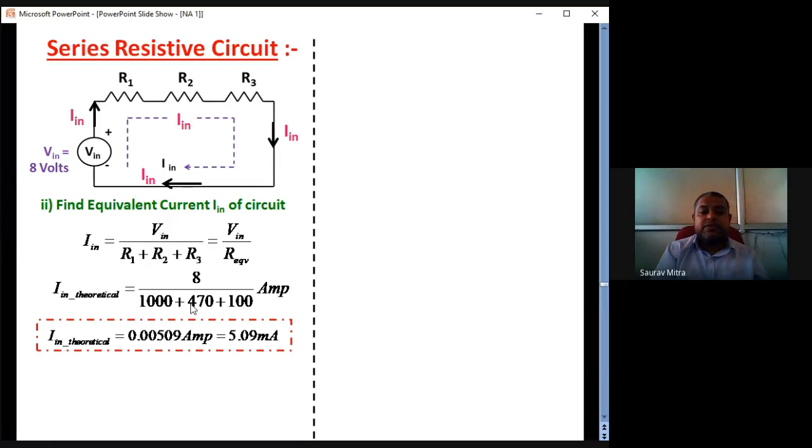Okay, so 1000 ohm, 470 ohm, and 100 ohm. So the total is 1570. 8 divided by 1570 is 0.00509 ampere. Now here starts the bigger confusion. Initially we find you are not able to show the current properly. Okay, so you write 0.00509.